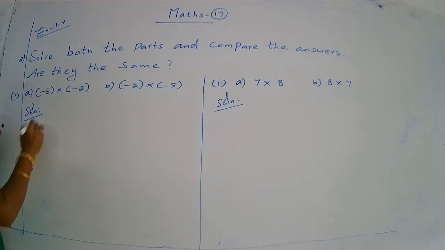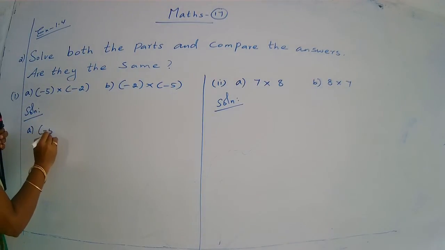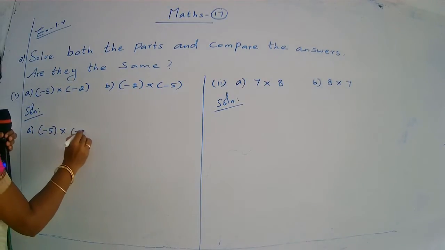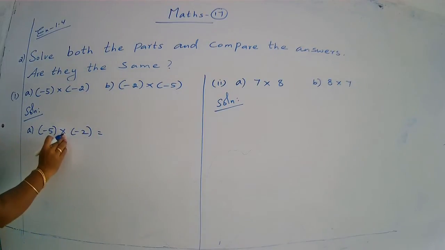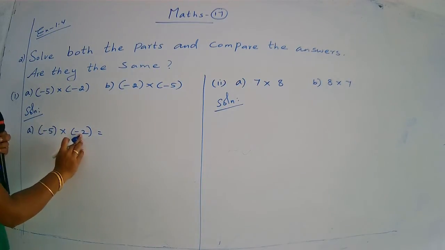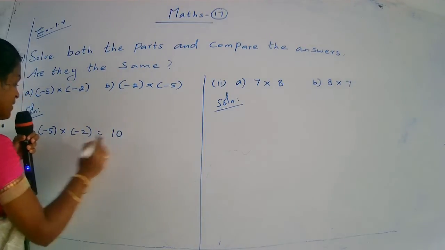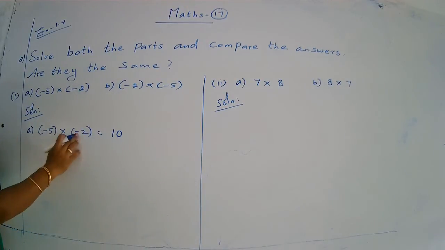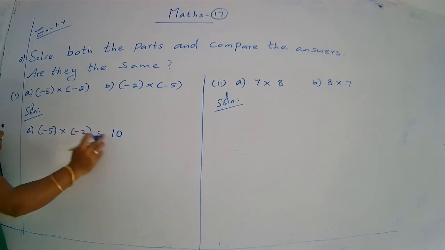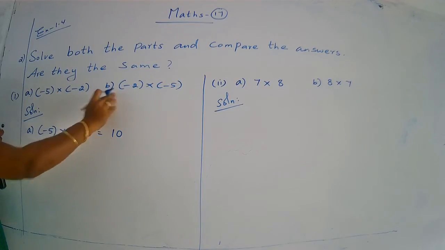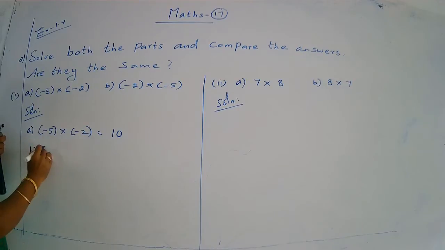Now you see in multiplication, you multiply the sign first. Minus into minus, plus. 5 2s are 10. So your answer, minus 5 into minus 2, is equal to 10. First of all, you multiply the sign. Minus into minus plus, 5 2s are 10. Now you take B part. Your B part is minus 2 into minus 5. Order is changed. So now you multiply minus into minus, plus. 2 5s are 10.